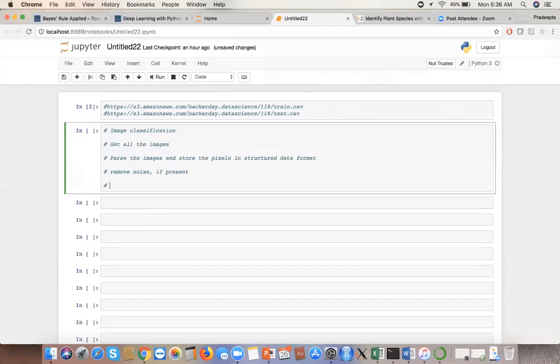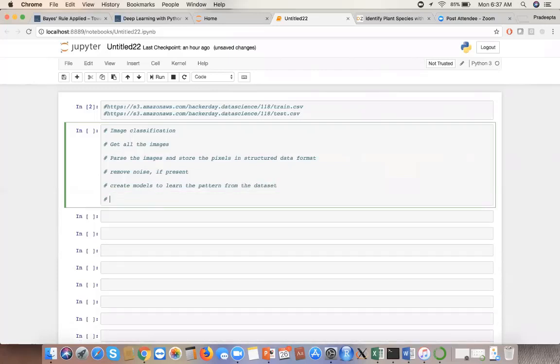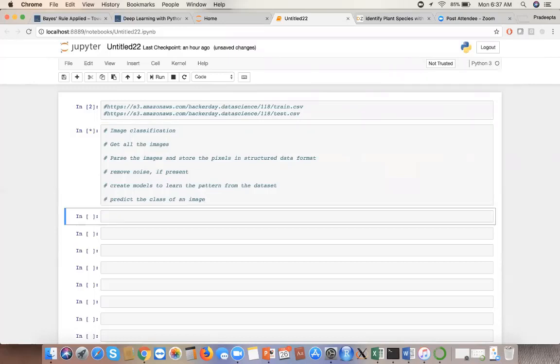Then create models to learn the pattern from the dataset, and finally predict the class of an image. These are typical scenarios or process flows across different industries.